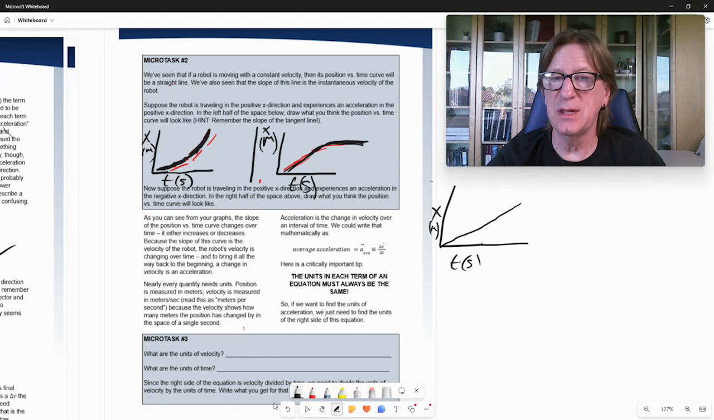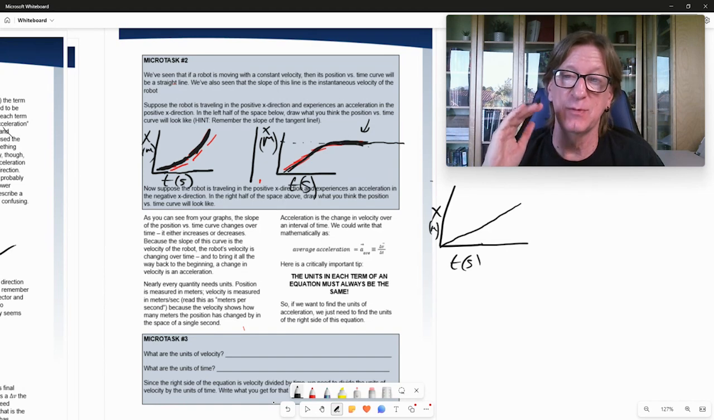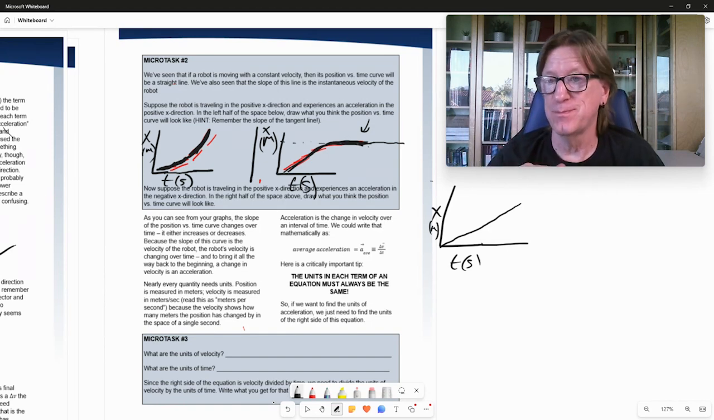Now, once we hit here, what is the velocity in this region right there? Well, the slope is 0. So do you see that the robot's position isn't changing? So here I had a robot that was moving, and it went slower and slower and slower, and then finally stopped. And so for all time at that point, it just stays in the same position. Also, the slope of the line, which is the velocity, is 0.